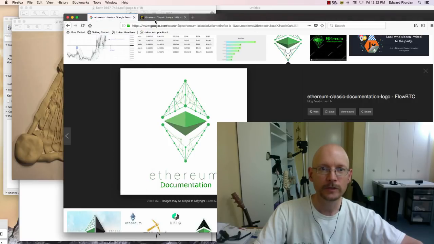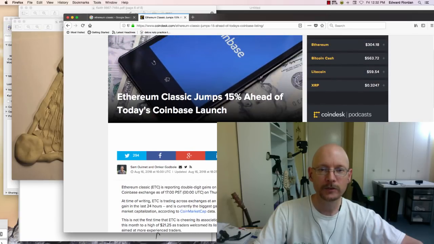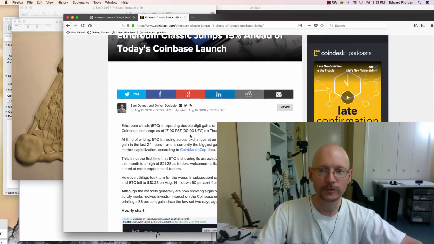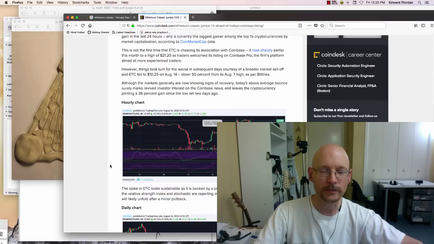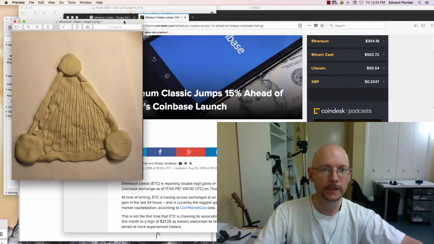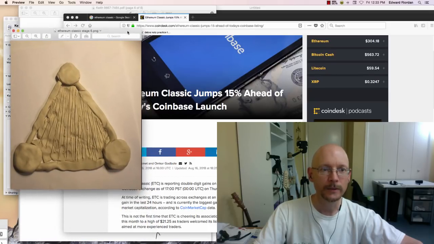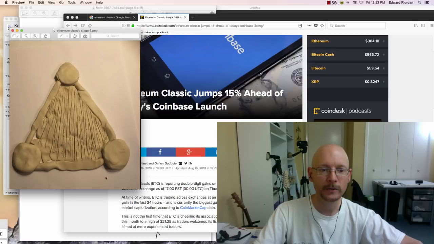Looks pretty close. He just sent me an email today, August 16th. Ethereum Classic jumps 15% ahead of today's Coinbase launch. Ethereum Classic is reporting double digits ahead of an anticipated listing on the Coinbase exchange for buying, trading, and selling. So that looks like some feedback from a session that was done back in May, looking at the next crypto to be added to Coinbase.